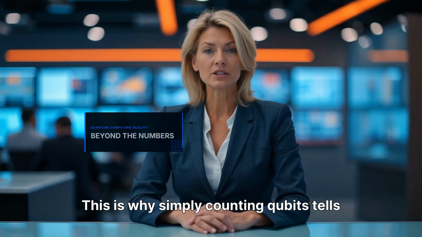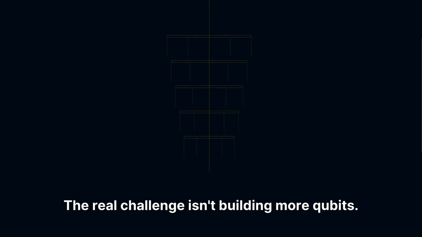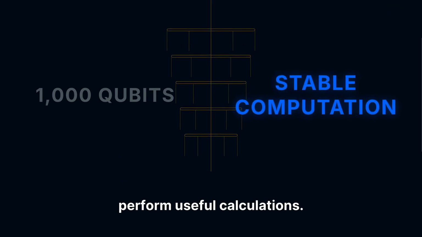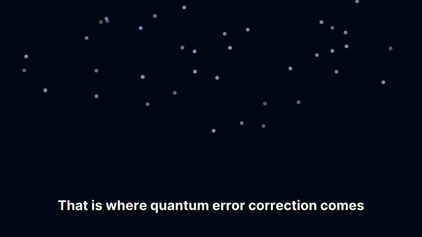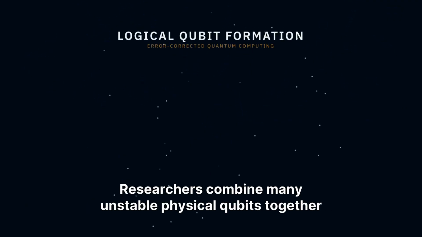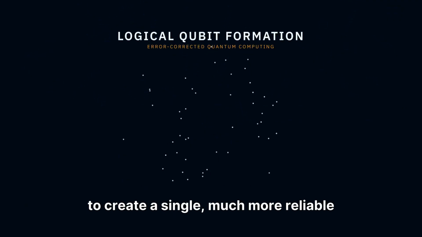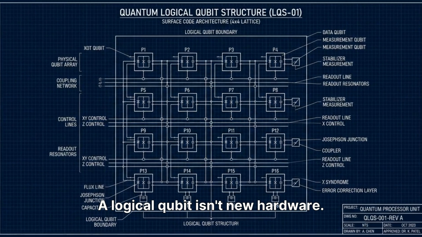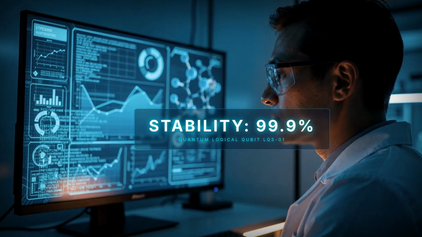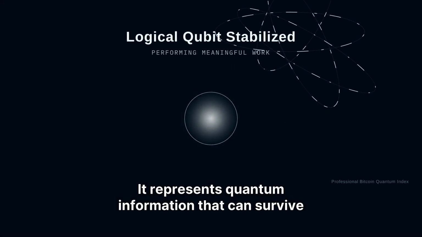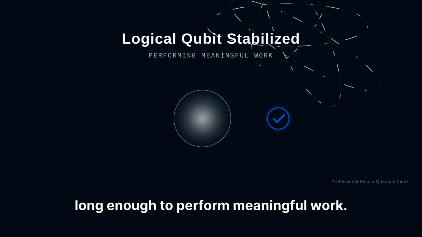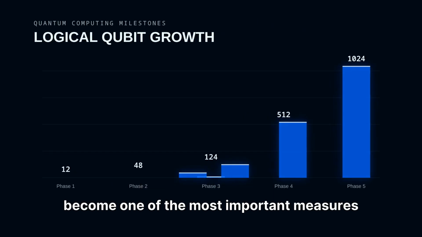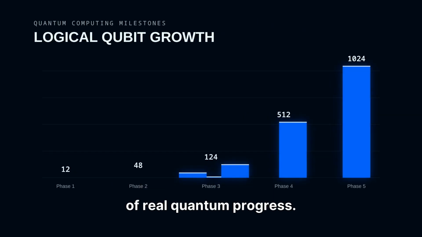This is why simply counting qubits tells us very little. The real challenge isn't building more qubits, it's keeping them stable long enough to perform useful calculations. That is where quantum error correction comes in. Researchers combine many unstable physical qubits together to create a single, much more reliable logical qubit. A logical qubit isn't new hardware, it's an engineering achievement. It represents quantum information that can survive long enough to perform meaningful work. This is why logical qubits, not physical qubits, have become one of the most important measures of real quantum progress.